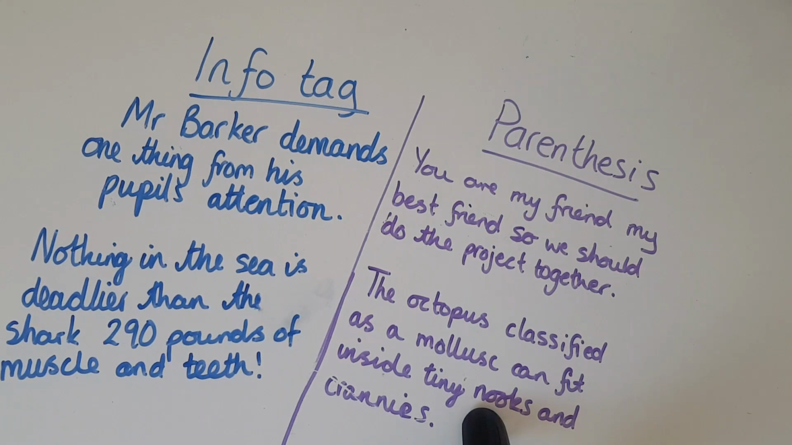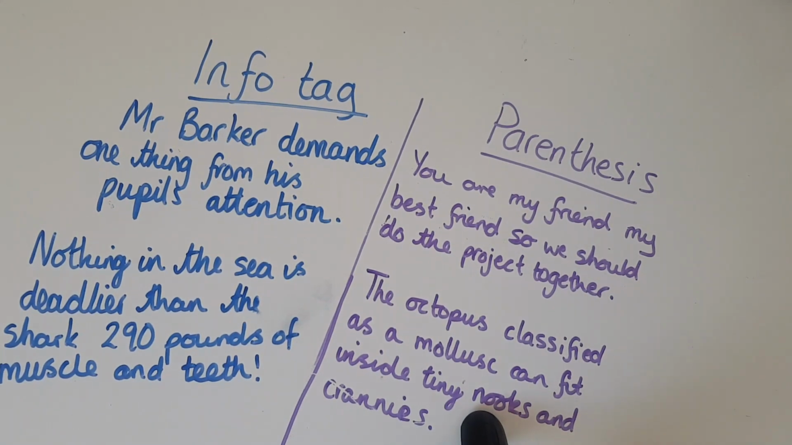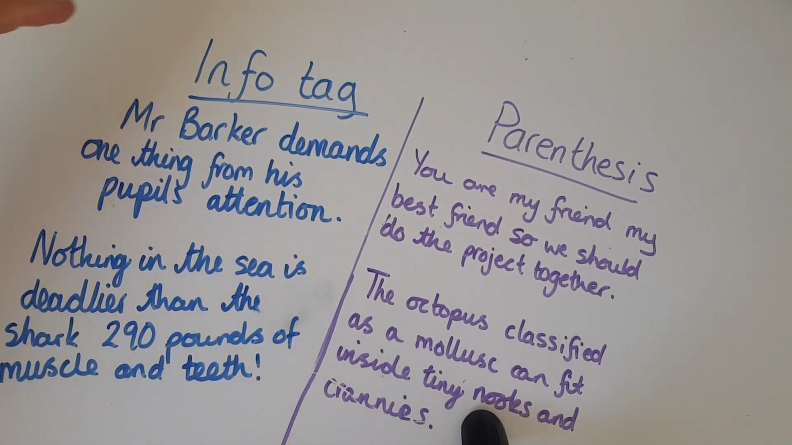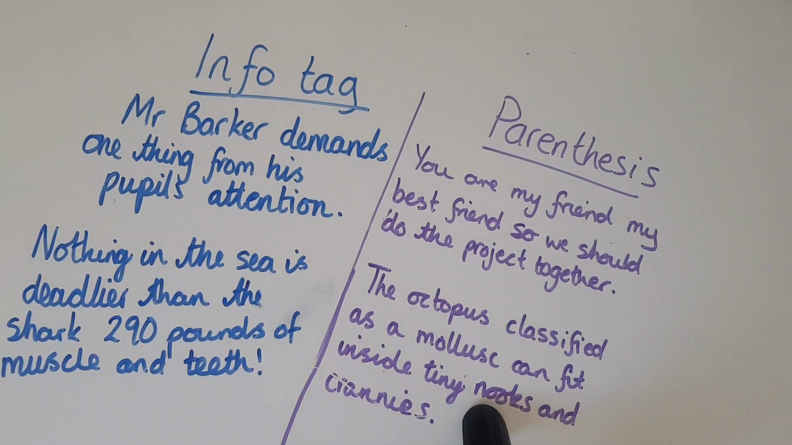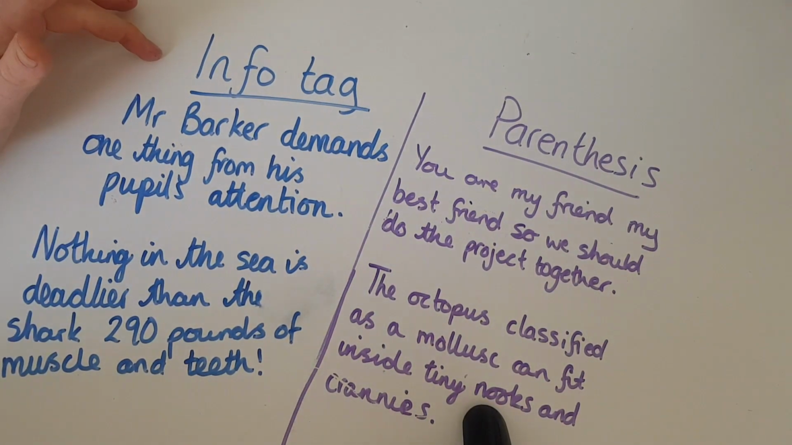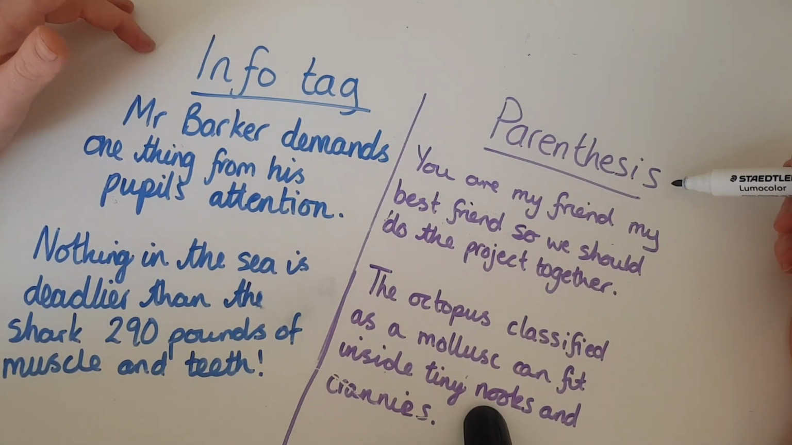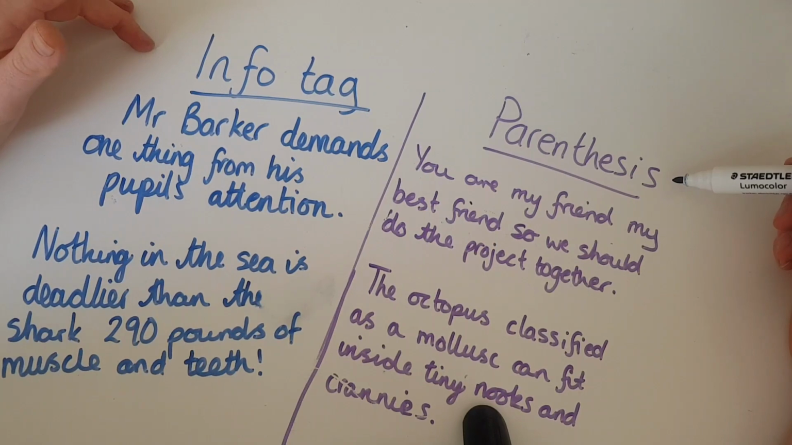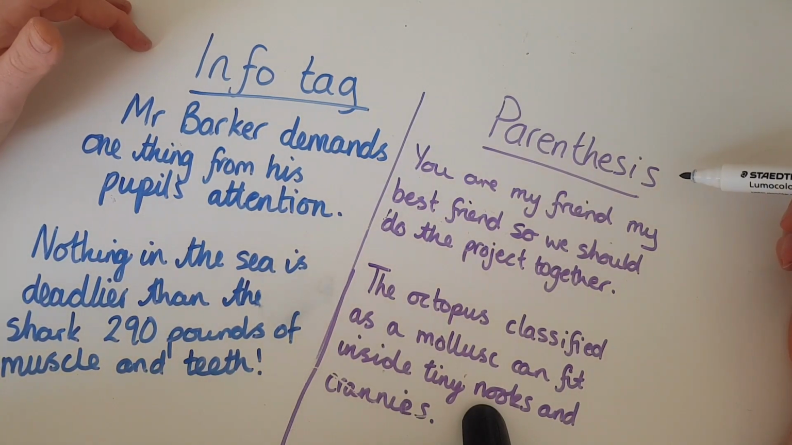Now dashes can be used in two different ways. They can be used as an information tag. If you think back to when we did question tags at the end of sentences within the classroom, it's the same really, but you're not asking a question, you're just adding more information at the end of a sentence. And as parentheses, so in a way they're a bit like formal brackets. You can think of them like that.